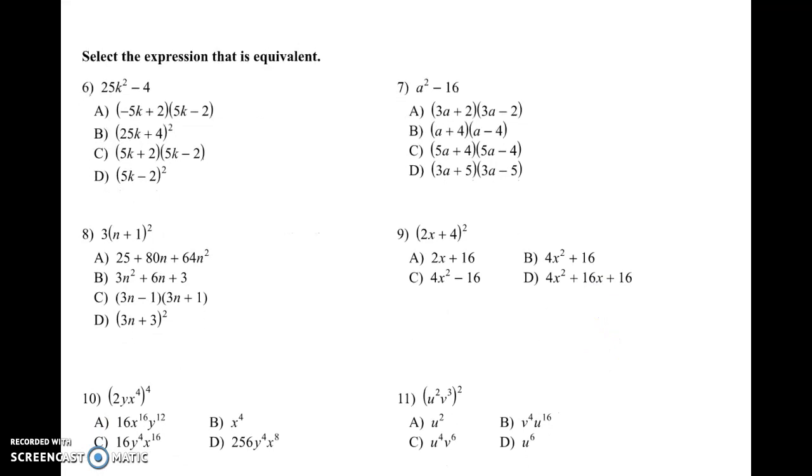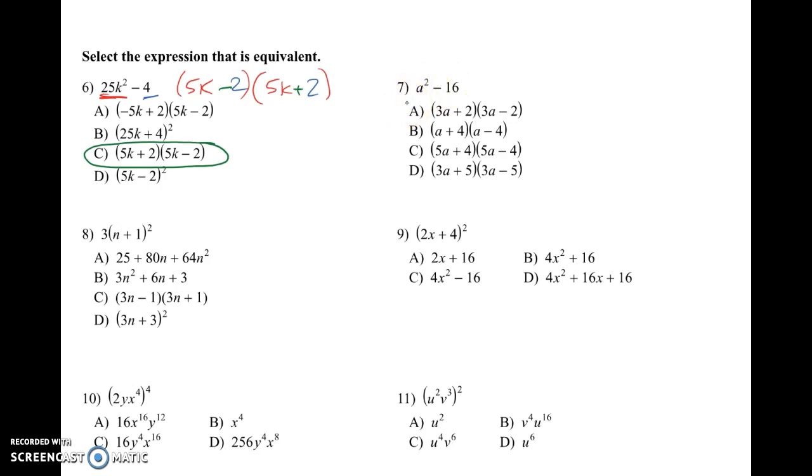Alright, for number 6, select the expression that is equivalent. I could take the time and FOIL all of these out and see which one gives me an equivalent statement, or you can remember difference of squares. This is a perfect square, so I'd have 5k and 5k. And this is a perfect square, so I'd have 2 and 2. And since there's no middle term, I need it to add to 0, so one's negative and one's positive. If I look, that matches with answer choice C. Same thing can be done for number 7, so I'm going to move on to number 8.